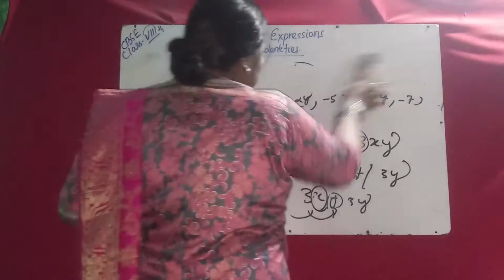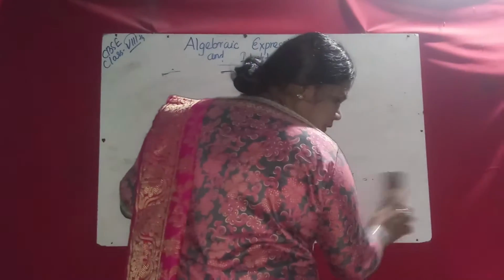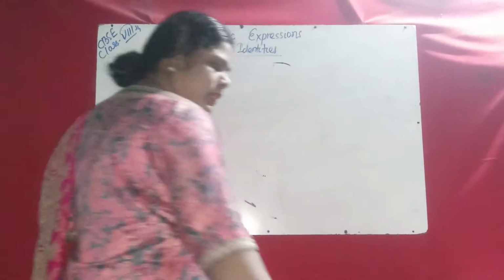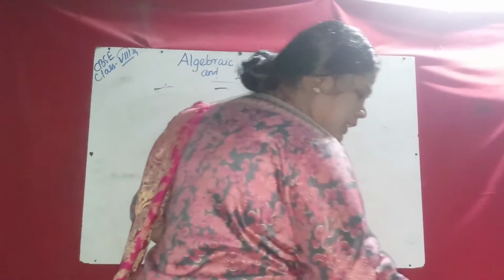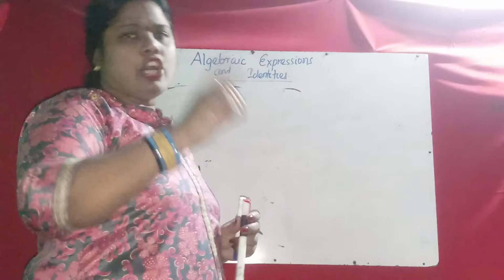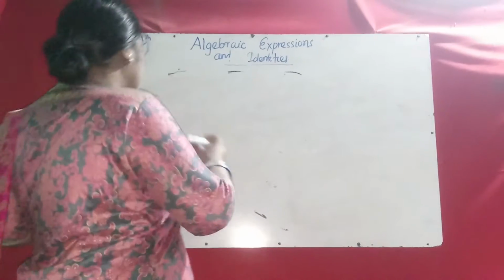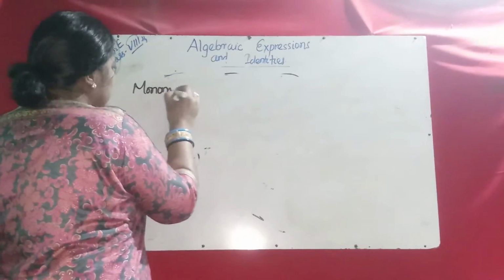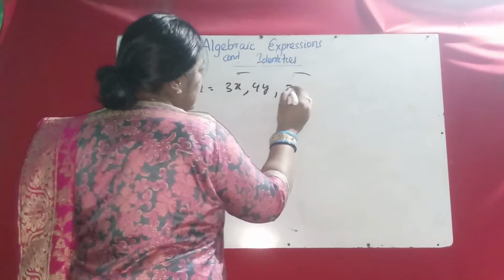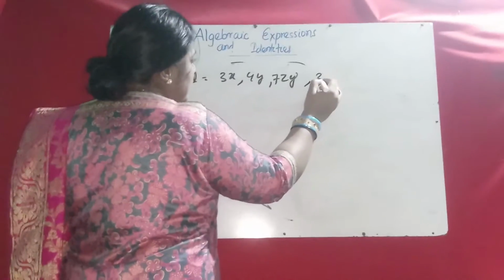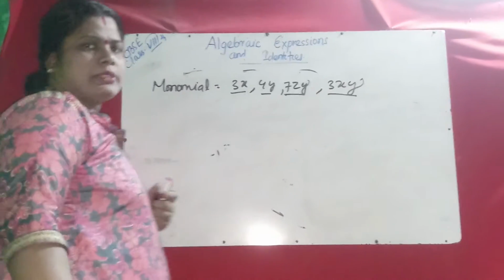Then come to expressions. Algebraic expressions are monomial, binomial, trinomial or polynomial. Monomial means there is only one term. If the expression is constructed with one term, then that is called a monomial. So a monomial, for example, 3x, 4y, 7zy or 3xy. This is one term. These are called monomial expressions.